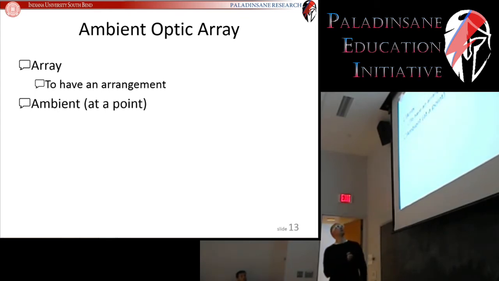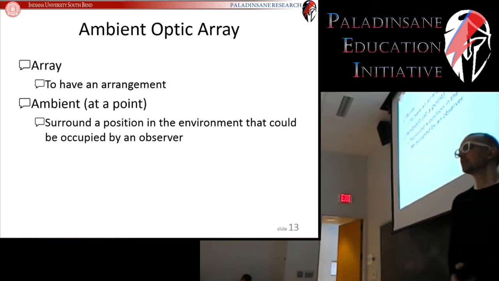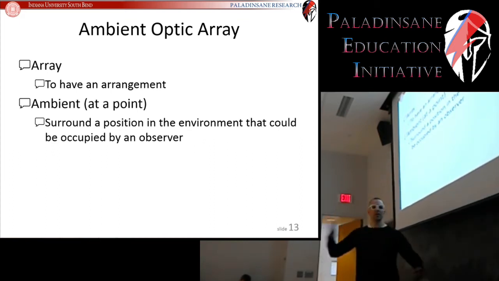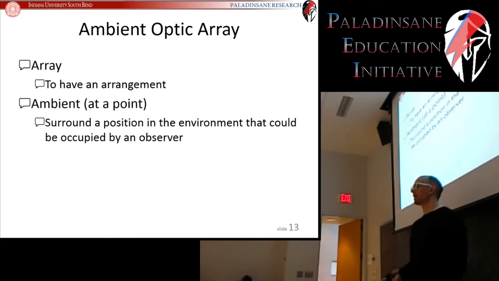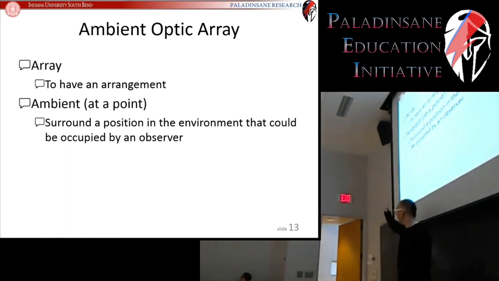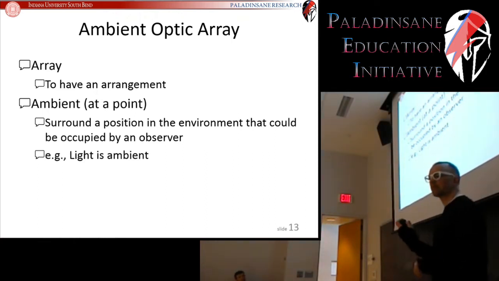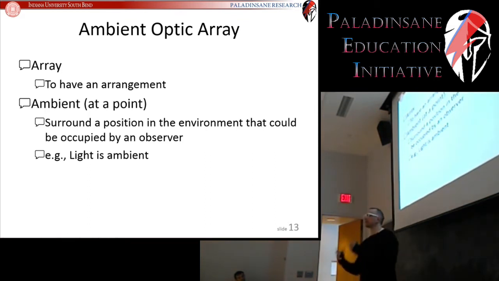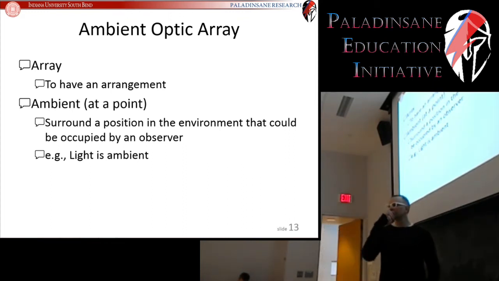Ambient, and that's ambient at a point, just means that it surrounds every point in the environment. So every point in the world that we live in that could be occupied by an observer has an ambient optic array around that point. So this point at the end of my finger has an ambient optic array. This point has an ambient optic array. This point has an ambient optic array surrounding it in our environment. And the reason for this is because light is ambient. Light is everywhere around. So we have array, we have ambient, and then the last one is that this is optic. So this is what we use for visual perception.